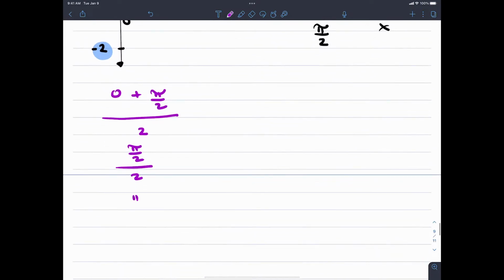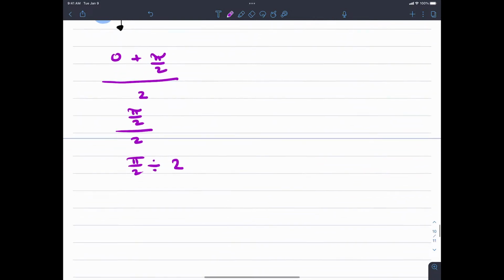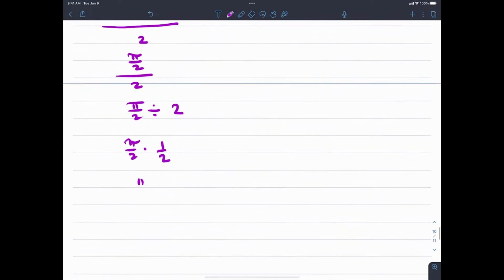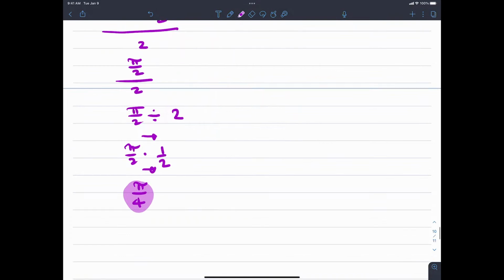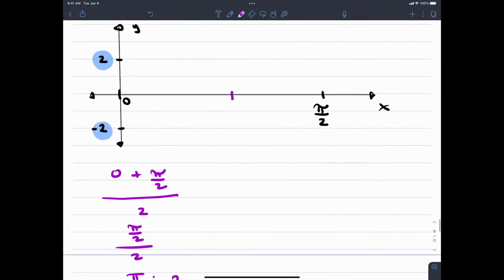So what happens here? Write it vertically, and then now this is pi over 2 times what? 1/2. What do you guys end up with? How do you multiply fractions? Straight across. That gives you pi over what? 4. So we're going to have to do some arithmetic to get these points. So this will be pi over 4.